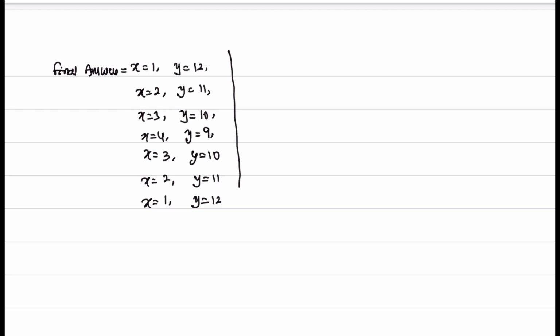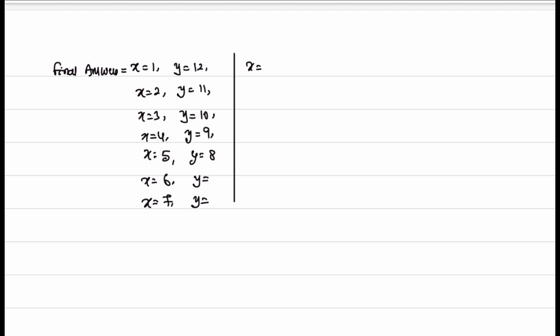Similarly, we can have combinations. Instead, what can we write here? 1, 2, 3, 4, 5, 6, 7. X is equal to 5, x is equal to 6, x is equal to 7.